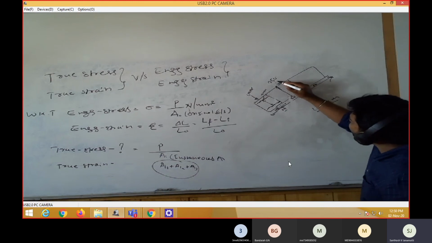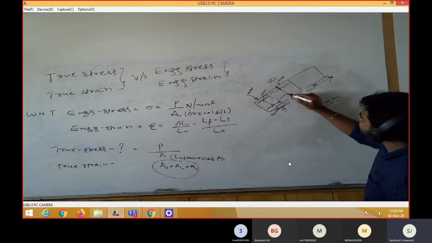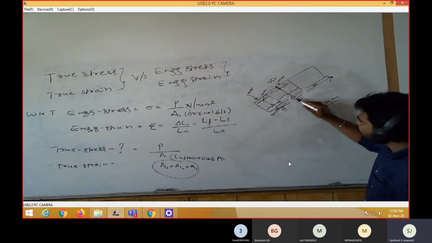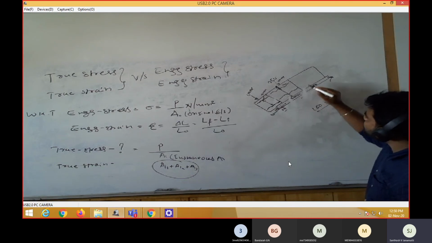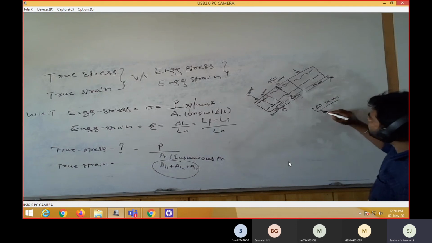Again, I am applying a load, again 100 kilonewton here. Again the cross section will be reduced, the same 2 mm. As a result, I get a change in the length, again 10 mm is increased. Again I am applying a load, again the cross section will be reduced, and the length will increase by 10 mm.